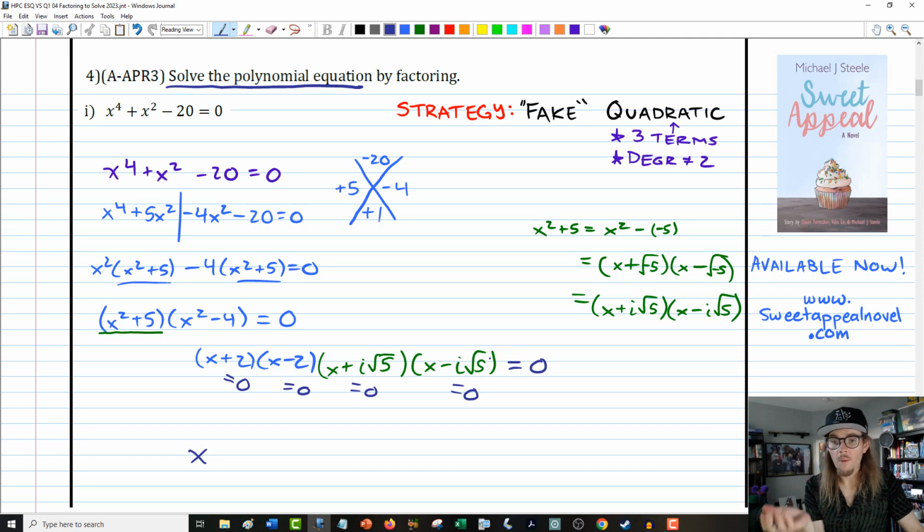This is the zero products property in action. One of these numbers has to equal 0 for their product to be 0. Therefore, we can just figure out what makes each one 0 and we'll be finished really fast. x equals negative 2, x equals 2, x equals negative i root 5, and x equals positive i root 5.